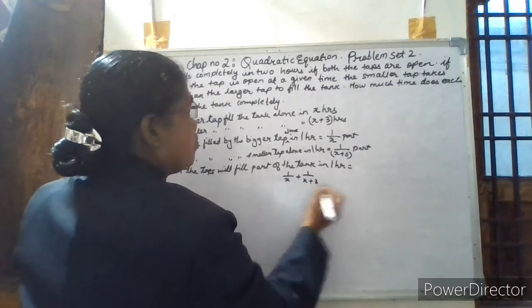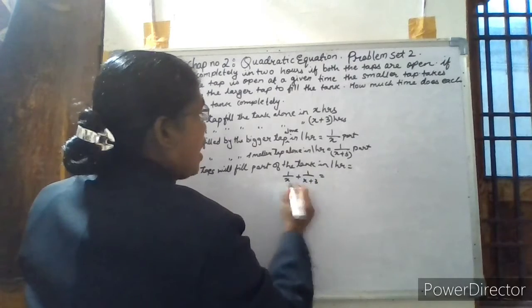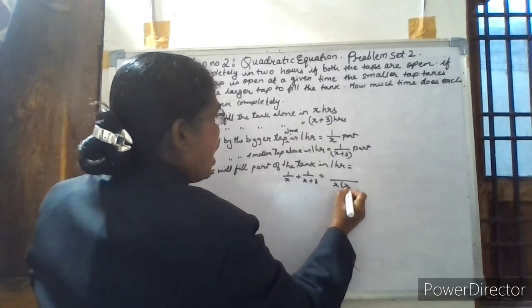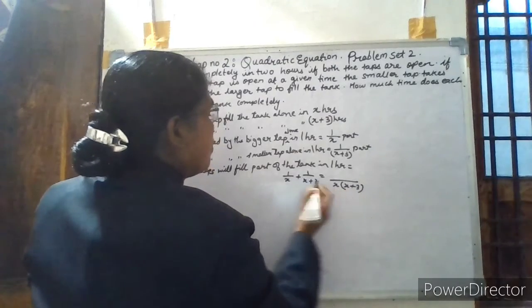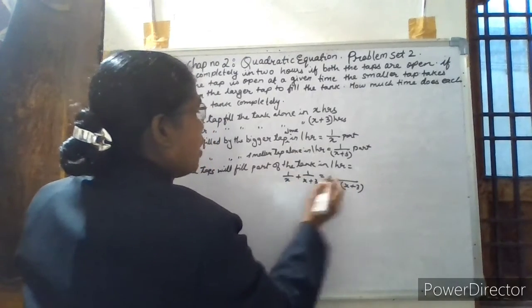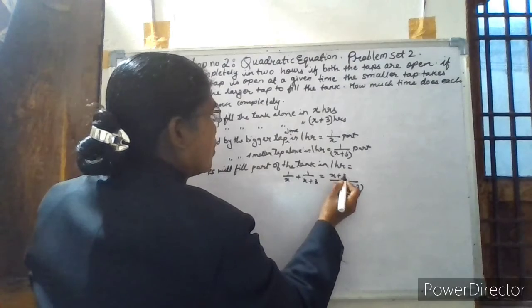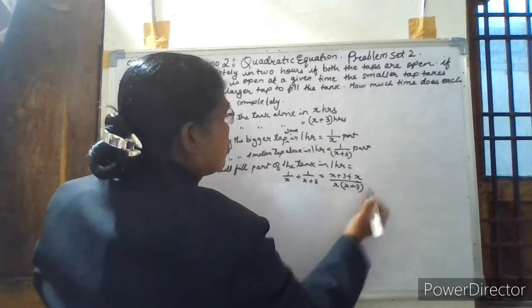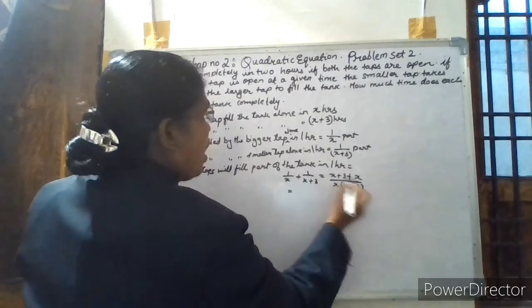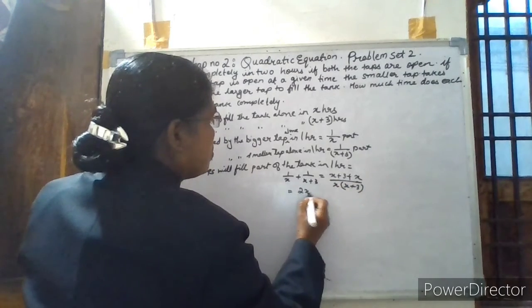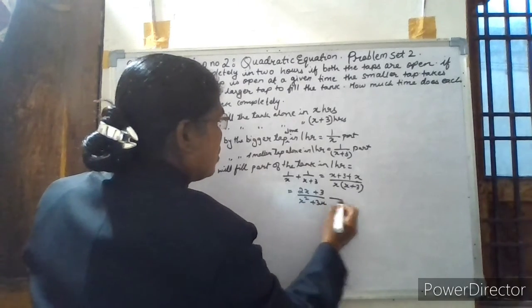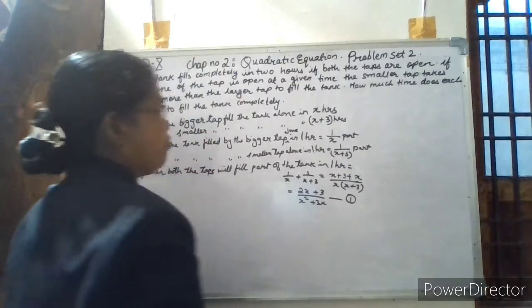If we add these both, we get the LCM as x into x plus 3. Then cross multiply, we get x plus 3 plus 1 into x is x. So this is equal to 2x plus 3 upon x squared plus 3x. Let us take this as equation 1.